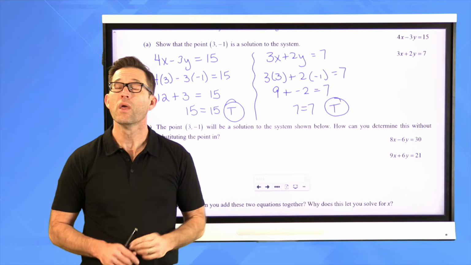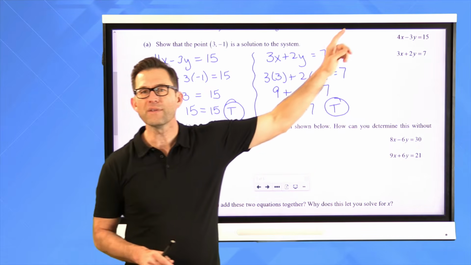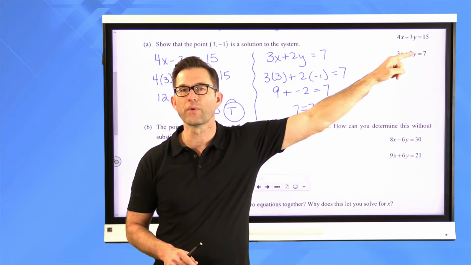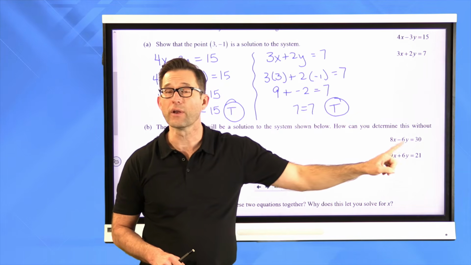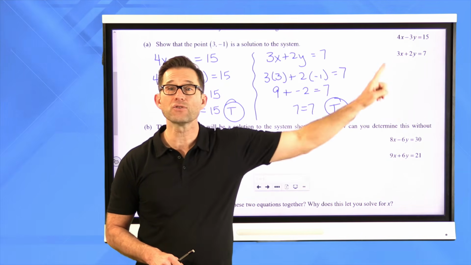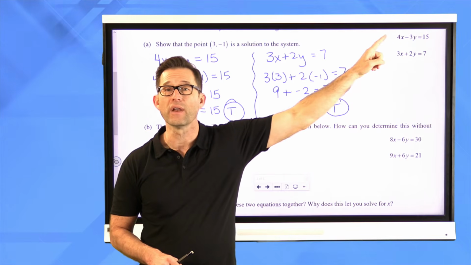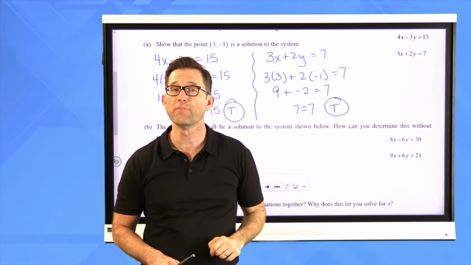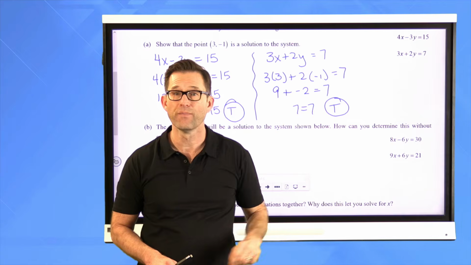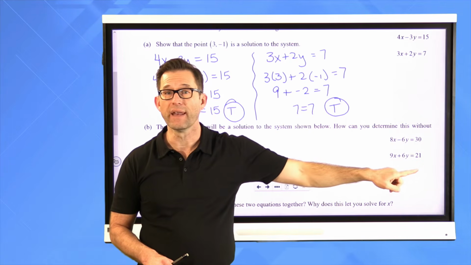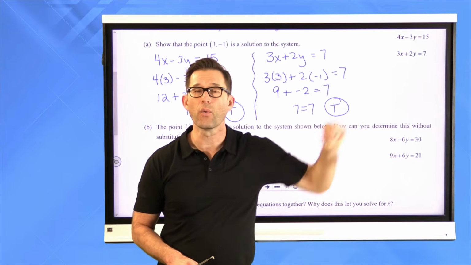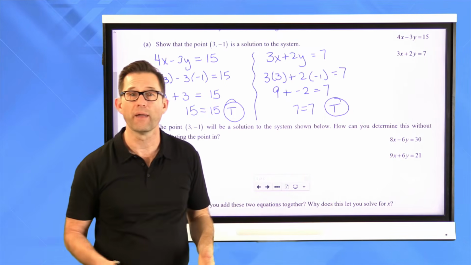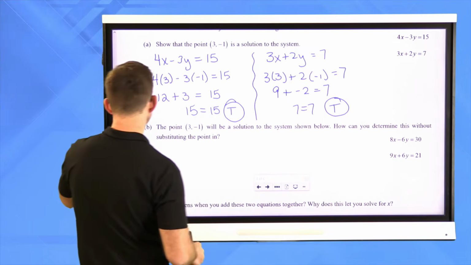All right, well, it's pretty simple. If you look at this first equation, 4x minus 3y equals 15, and this equation, 8x minus 6y equals 30, this equation is algebraically equivalent to this equation after both sides have been multiplied by 2. This equation, 9x plus 6y equals 21, is the same as the second equation when both sides have been multiplied by 3.